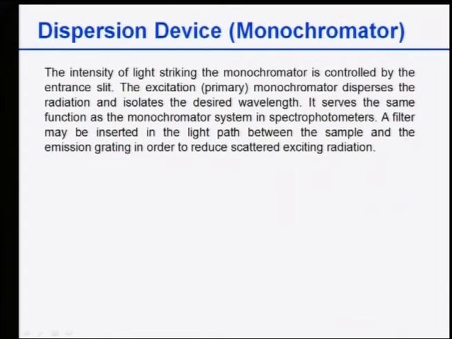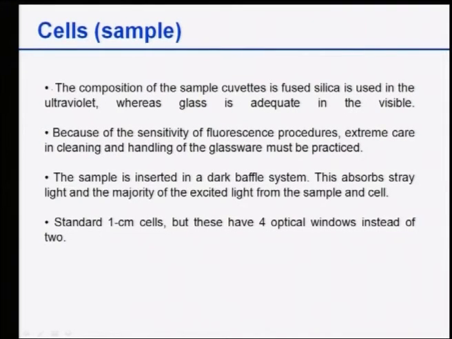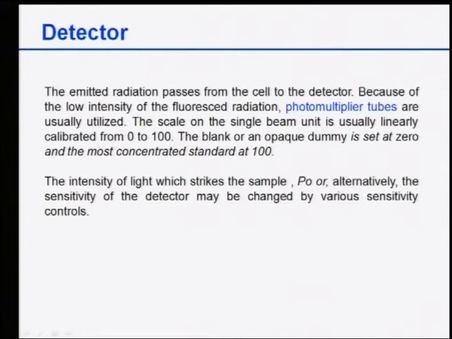You can always have a monochromator, and the monochromator makes the light of single wavelength. It disperses the radiation and isolates the desired wavelength, serving the same function as the monochromatic system in a spectrophotometer. You can always use a filter between the light source and the sample to get a certain wavelength, and I have discussed monochromators in detail. Samples are contained in cells, and they are inserted in a dark baffle system. This absorbs stray light, and the majority of the light from the sample and the cell comes out and is then detected. You can have 1 centimeter cells, or you can have 4 optical windows instead of 2.